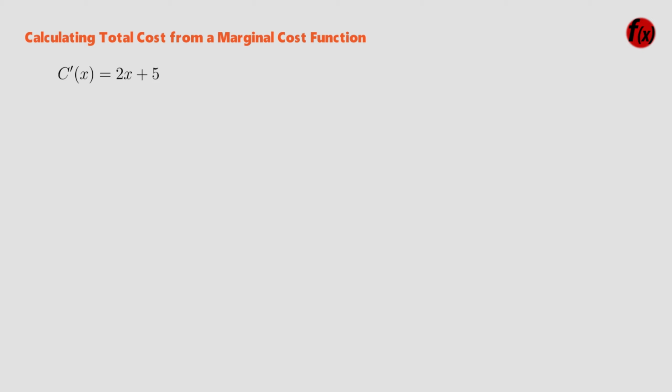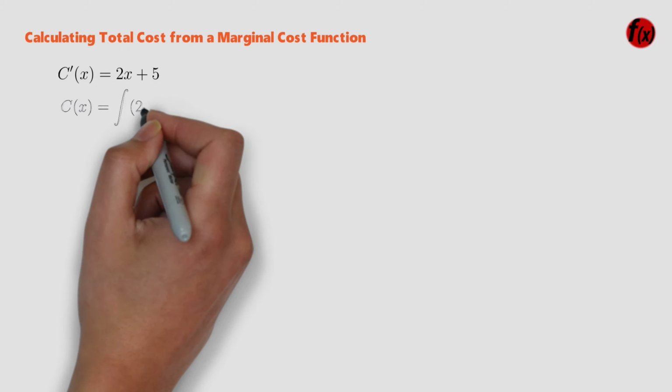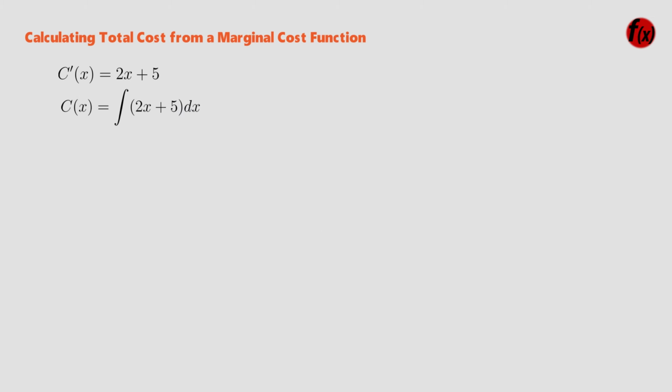To find the total cost of producing x units, you need to integrate the marginal cost function. The total cost C(x) is given by the indefinite integral of the marginal cost function. C(x) equals the integral of 2x plus 5 dx. Let's solve this integral. Identify the function. C'(x) equals 2x plus 5.